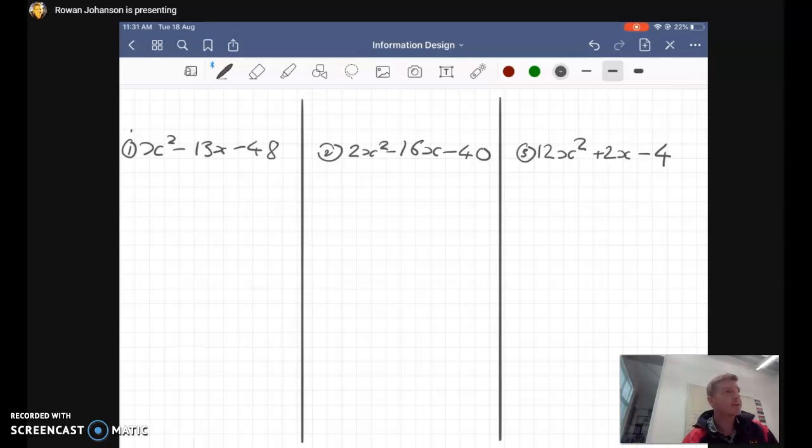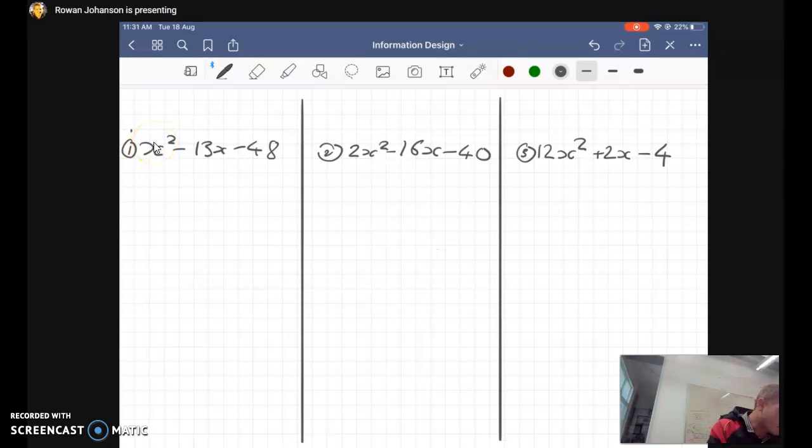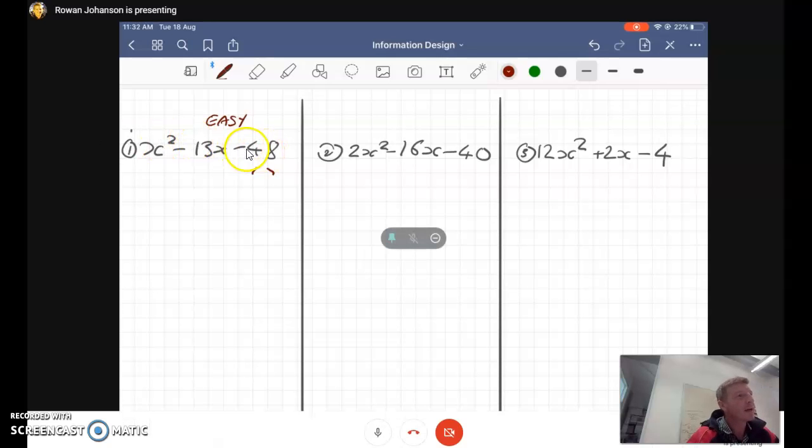The first thing I'm going to notice about this is that there's nothing in front of the x squared. Straight away, I'm going to label this as an easy one. It's going to be pretty straightforward as long as I follow the process. So the first thing I'm going to do is find the factors of 48. Because it's negative 48, I know that it's going to be a plus and a minus, and I want something that's a difference of 13.